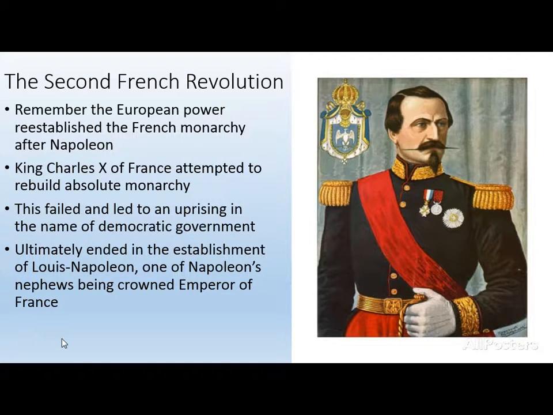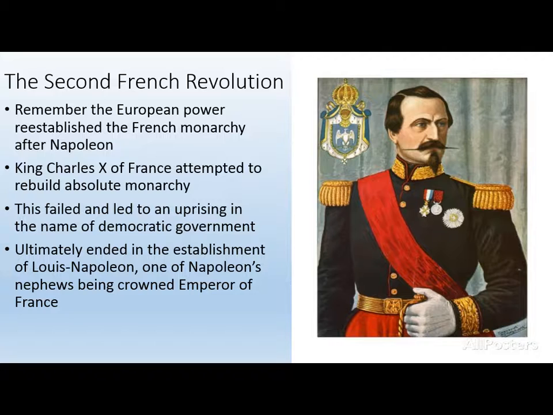Which brings us to the Second French Revolution. Remember that the European powers reestablished the French monarchy after Napoleon. So the kings and queens of Europe brought the monarchy back after Napoleon. King Charles X of the Bourbon dynasty, so the same family that Louis XVI was of, attempted to rebuild an absolute monarchy in France. This failed.